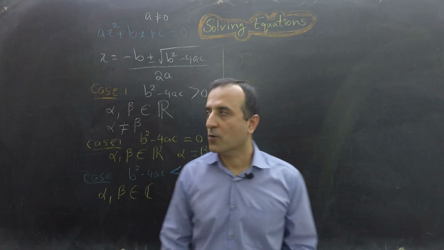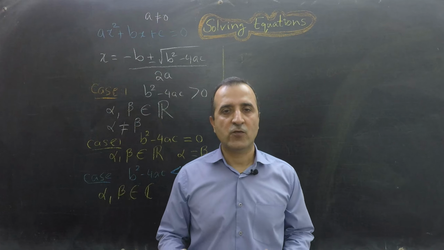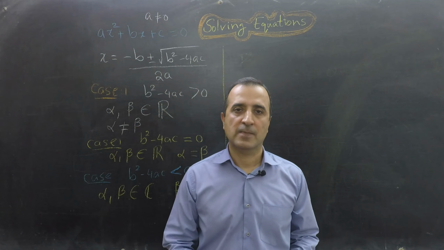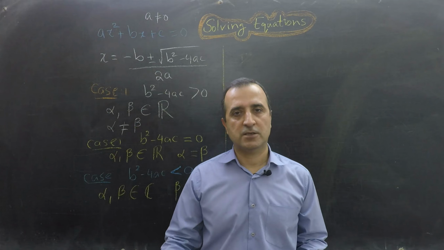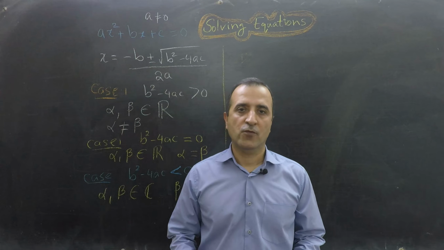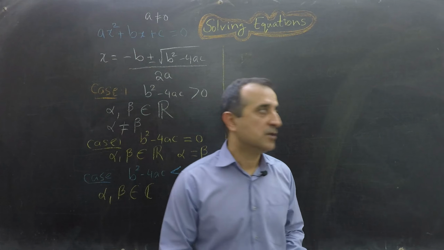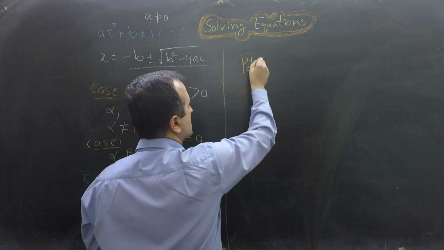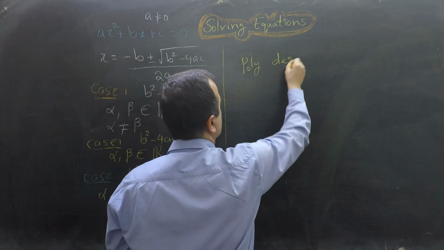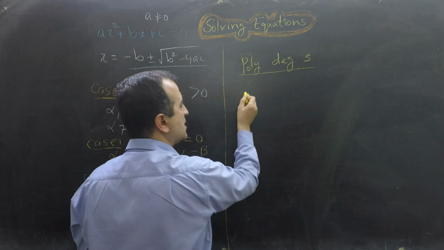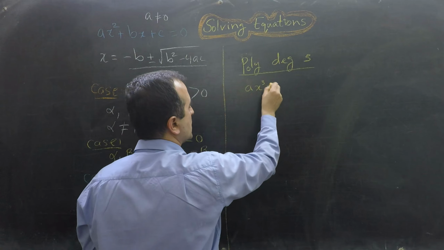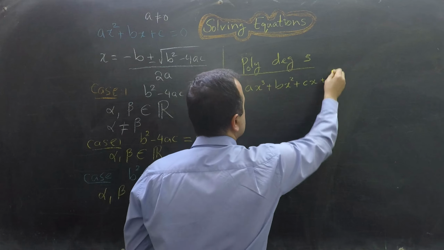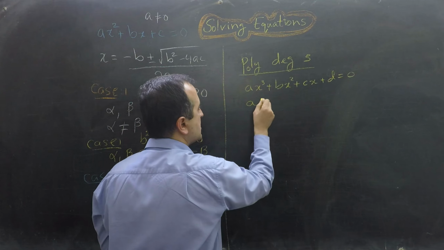So we have learned from the quadratic equation that when an equation has a complex root, then it basically has two complex roots, and those roots are conjugates of each other. We can apply the same rule for higher degree polynomials. So let's say I have a polynomial of degree 3. That means my polynomial is ax cubed plus bx squared plus cx plus d equals 0, where a cannot be equal to 0.